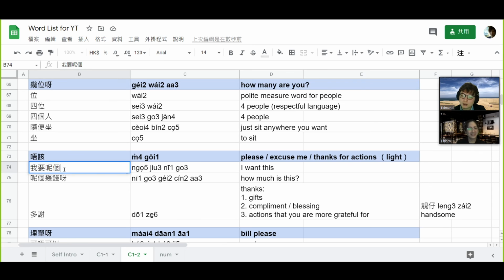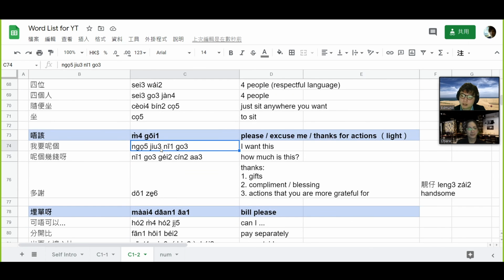Okay, so there's the second phrase here. We might have seen this last time also. 要 is to want, but it's the want for noun, not for verb. Okay, so 我要呢個, I want this. Or you can ask 呢個幾錢啊? Both rising. 呢個幾錢啊? So how much is this?